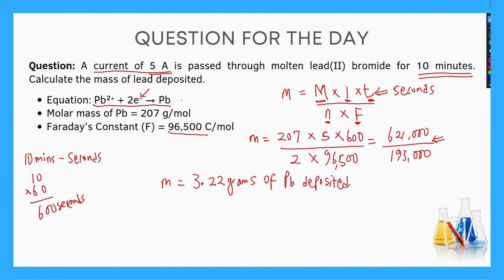So the question says calculate the mass of lead deposited. We have just done that, and we've calculated it to be 3.22 grams of lead deposited.